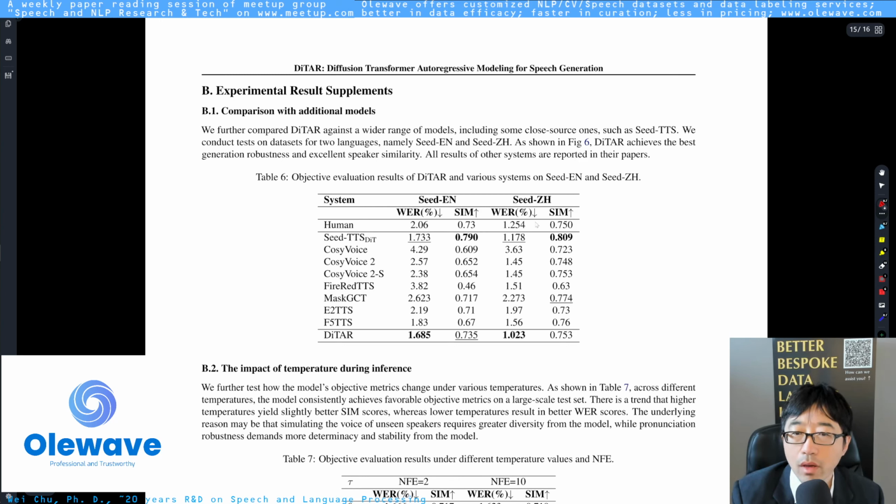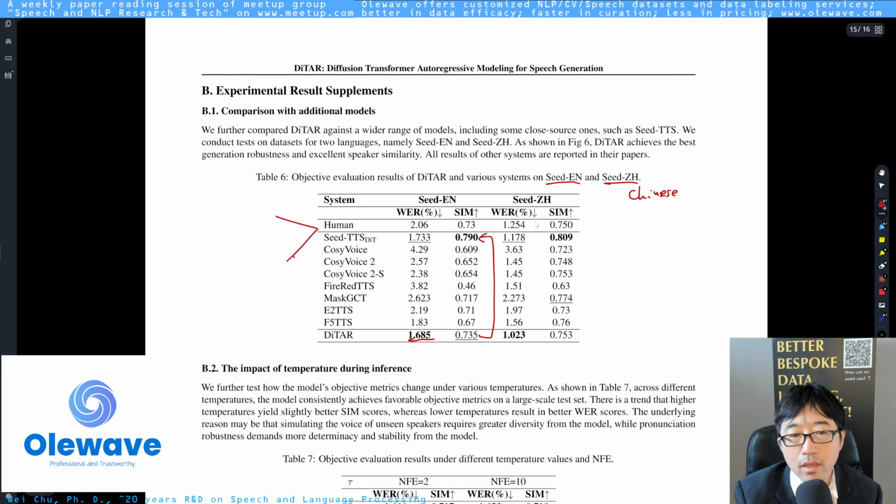This is a full comparison when you have enough data, I guess. Oh yeah, this is why they have Seed-E and Seed Chinese. This is on their proprietary data, but I believe they do not mention how many hours of data they use. Okay, you can see it's much better. This is better word error rate wise, but it's not as good as their Seed-TTS.